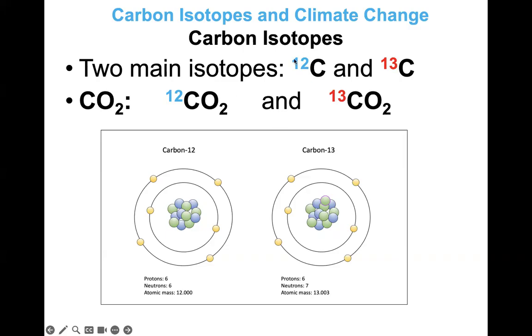If we look at this in the molecule of CO2, carbon dioxide, we have C12O2 and C13O2. Again, this is carbon 12, carbon 13. The difference is the number of neutrons. This one has six, this one has seven. They have six protons because they are both carbon, but this one has six neutrons, this one has seven neutrons. The mass here is about 12: 6 plus 6 is 12, and 6 plus 7 is 13.